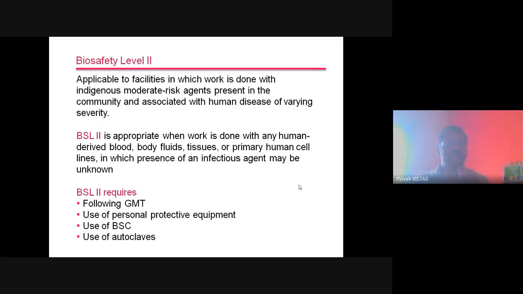So what are the conditions needed in biosafety level 2? We should follow good microbiological techniques, use personal protective equipment, and consider the safety precautions. Use of BSC, biosafety containers must be there. Use of autoclaves, which should be sterile, so it should be in good condition.